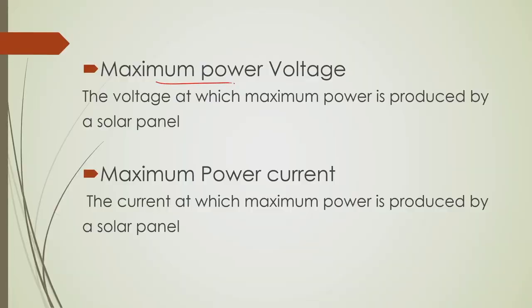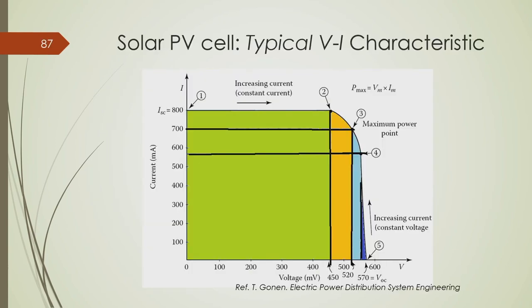Now, there is another definition called maximum power voltage, which corresponds to the maximum power produced by a solar panel. So the voltage and current corresponding to maximum power are a matter of interest, and the maximum power current is the current at which maximum power is produced by a solar panel. So maximum power voltage and maximum power current correspond to the maximum power produced by a solar panel. And this is a typical volt-ampere characteristic, VI characteristic, of a typical solar cell.